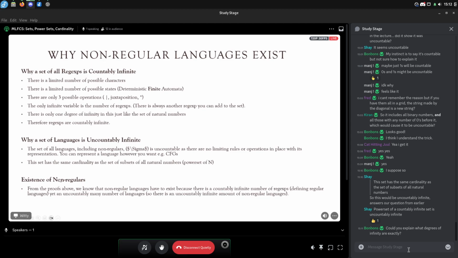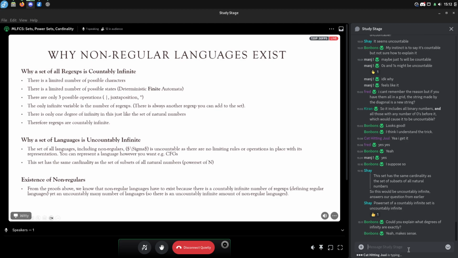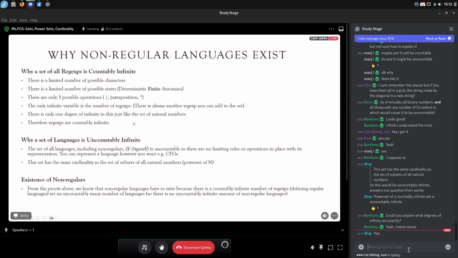And therefore, once you understand these two, it's simply just said that from the proofs above, we know that the non-regular languages have to exist because there is a countably infinite number of regular languages, however, an uncountably many number of languages. So if there's uncountable number of languages and only a countable number of regular languages, that means there's obviously some languages that are non-regular. Do you guys understand the proof? Yep, makes sense. Cool. All right.